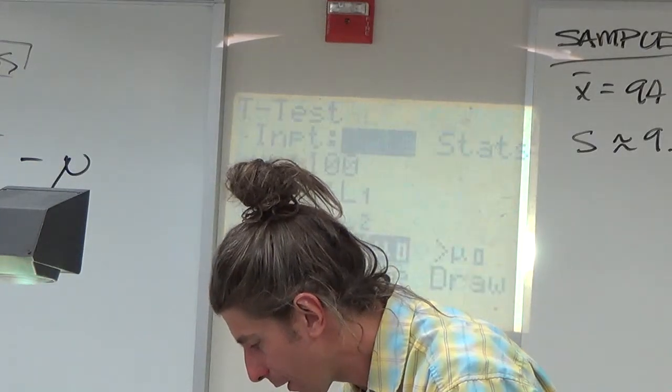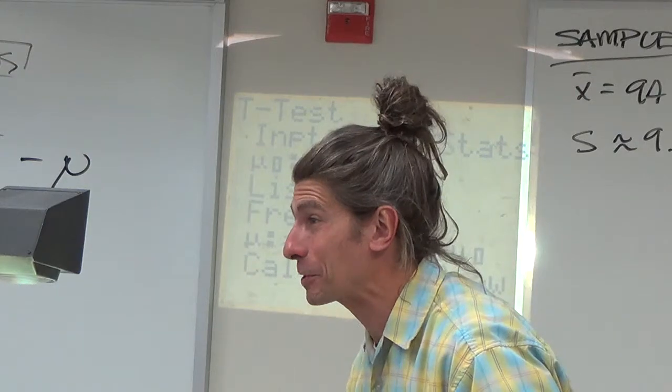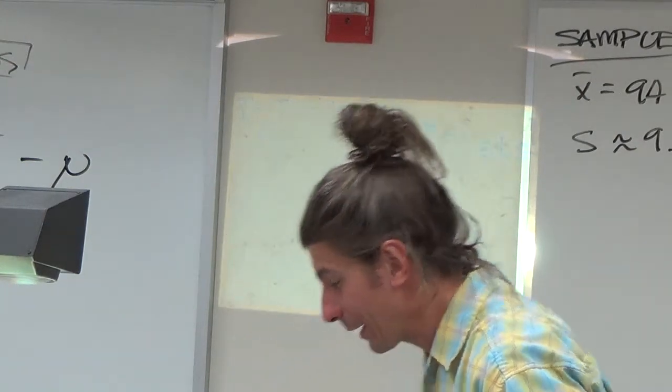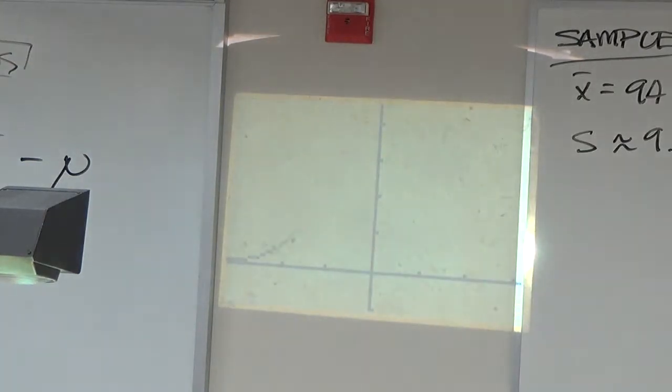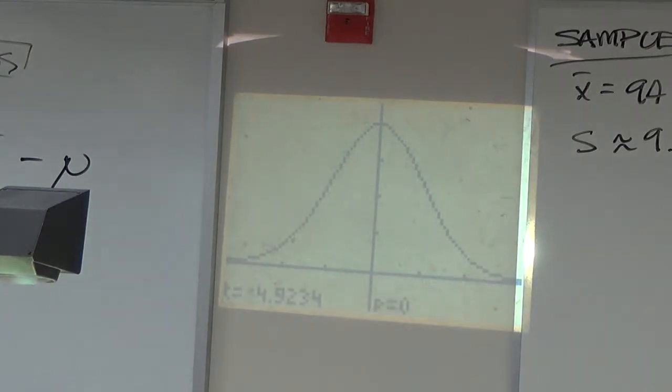Why did it draw so slow? Because it's a t-distribution. This is a hell of a workout for the TI. The t-distribution is no pushover compared to the z-curve, which is very, very easy. But this bad boy has got some iteratives.